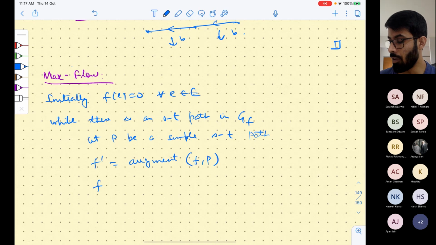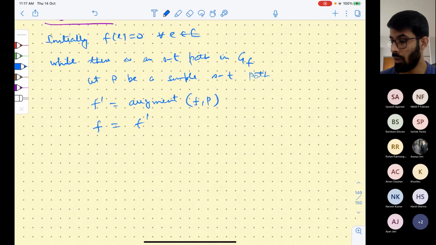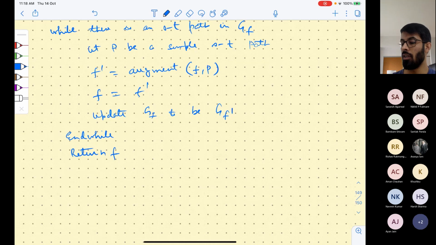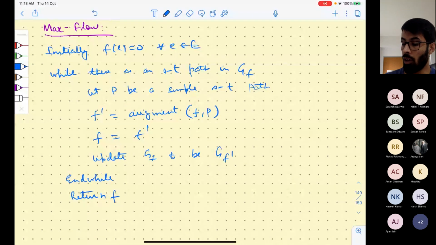Then we put F is equal to F prime. Update GF to be GF prime. And that's it. And while. And return the new F prime. Return F because you have already updated F. Right? So this is the algorithm.